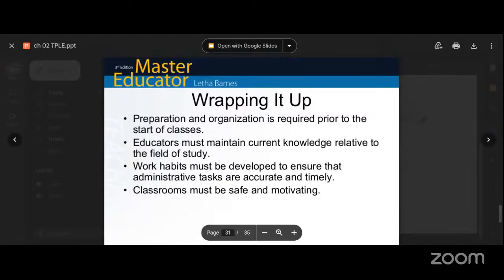This is the dashboard. It says educators must maintain current knowledge relative to the field of study, which means remain teachable. Work habits must be developed to ensure that administrative tasks are current and timely. Classroom must be safe and motivating. So all that good and amazing stuff.